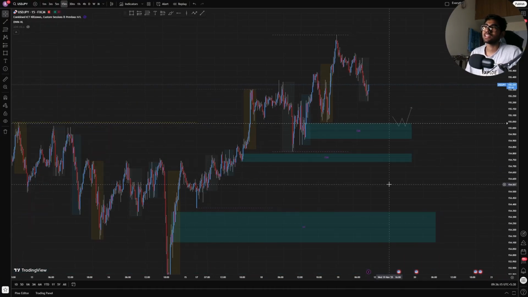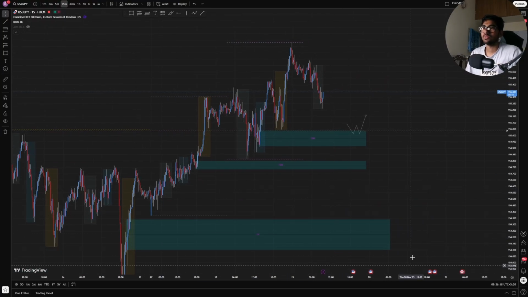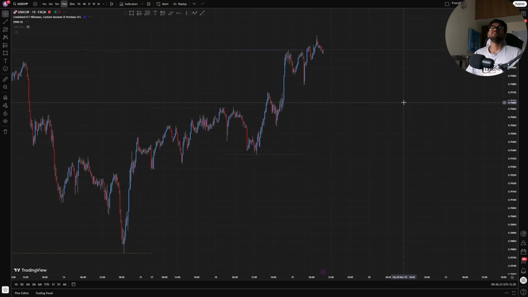But I think after that, we're not going to see a move all the way up till this 1 hour today. We can see a move in these two regions, right? But in the 1 hour, we can't see that.